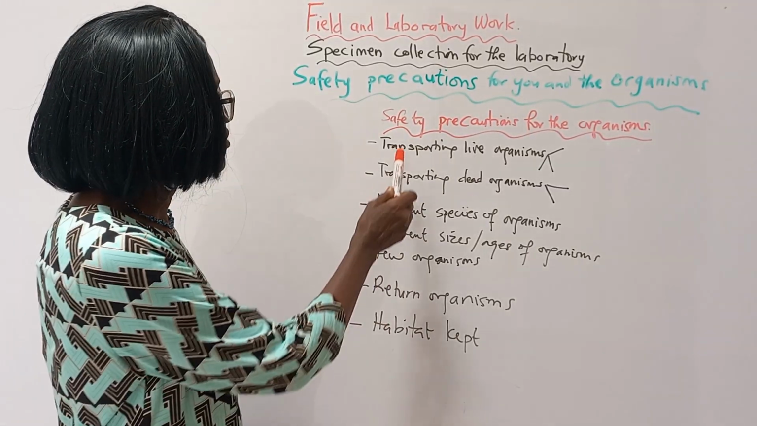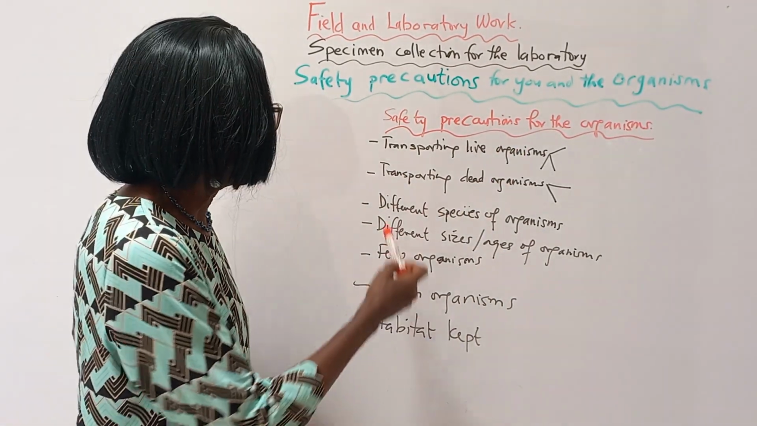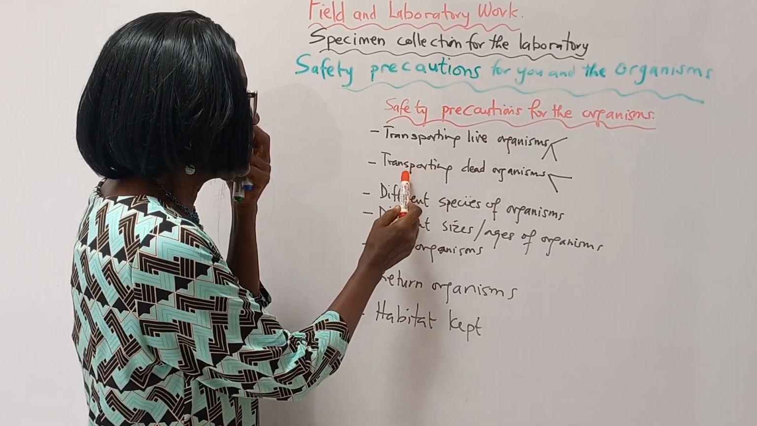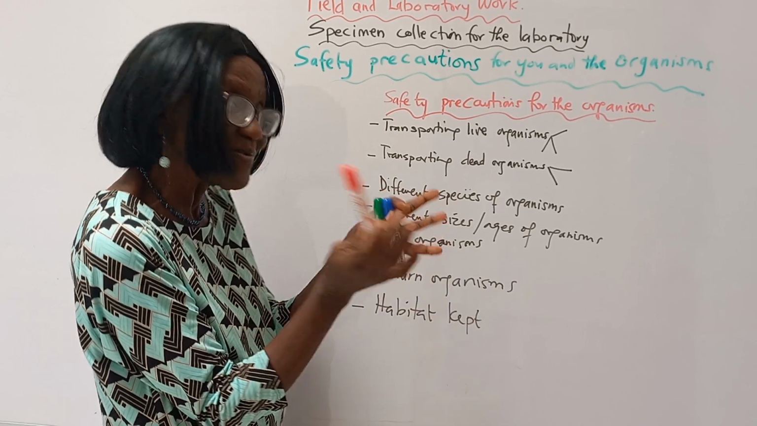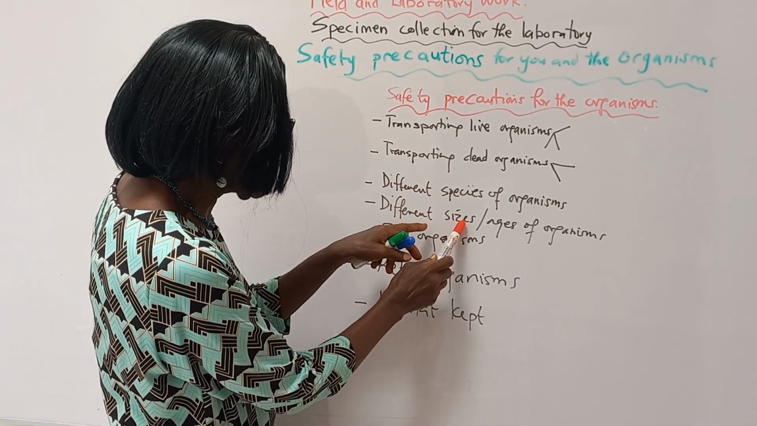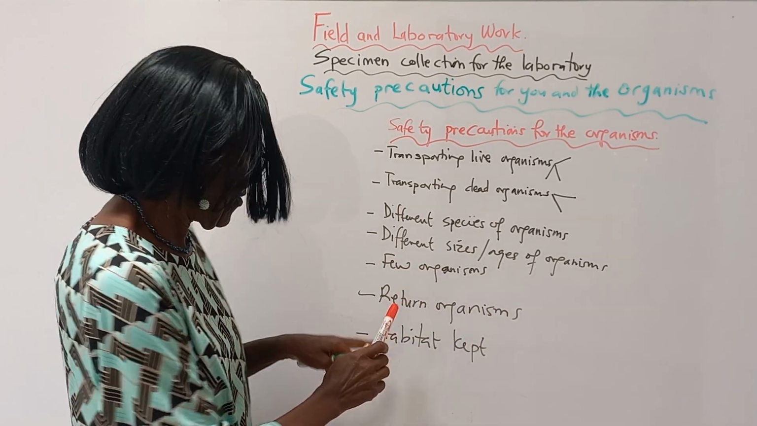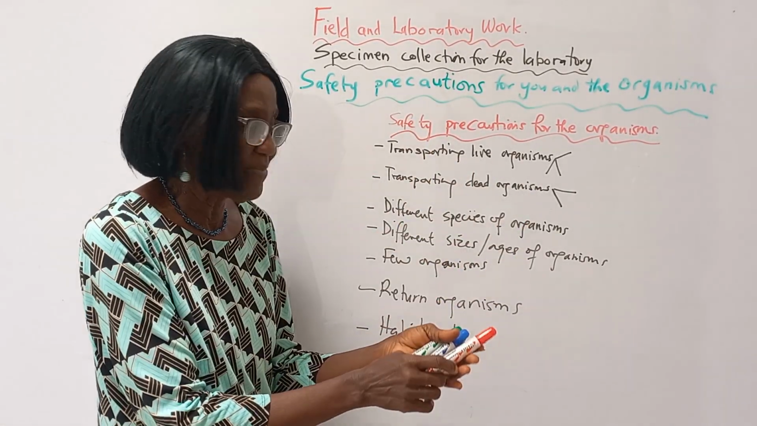Yes, so now we are going to look at safety precautions for the organisms you are collecting. One of them is transporting live organisms. We are going to look at transporting dead organisms, different species of organisms, different sizes or ages of organisms, few organisms, returning organisms, and keeping the habitat. What does all this mean?